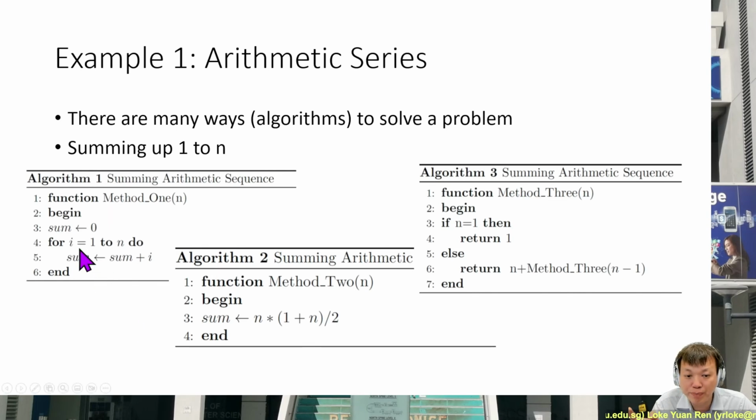But with the other two, as n grows bigger and bigger, my for loop needs to run more iterations, or my recursive function needs more and more recursive calls. So that is the problem we need to discuss this week, the analysis of algorithms. How do you know this algorithm is good or that algorithm is not that good? How do you define a good or bad algorithm? We will discuss that this week.